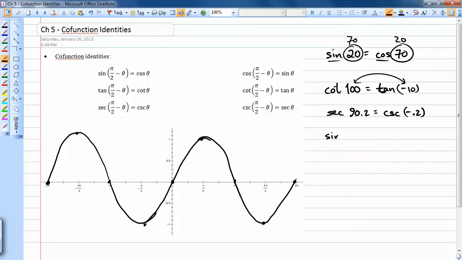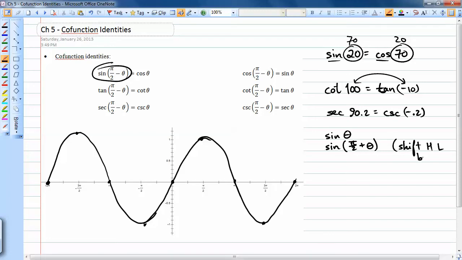So what I'm going to do is start with the graph of sine theta, and manipulate it till it looks like this. First, I'm going to turn it into sine of pi over 2 plus theta, which is the same thing as a shift horizontally to the left by pi over 2. And then I'm going to reflect it. I'm going to change that theta to a negative theta. So that's going to be a reflection across the y-axis. Okay?